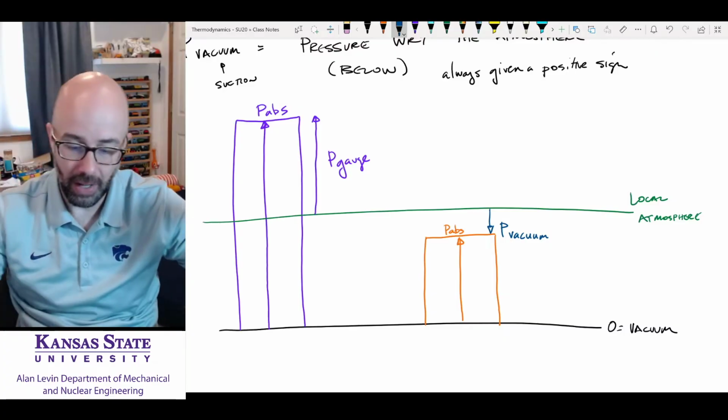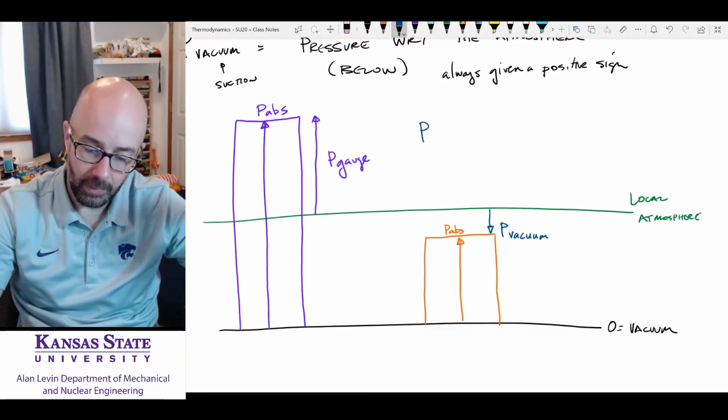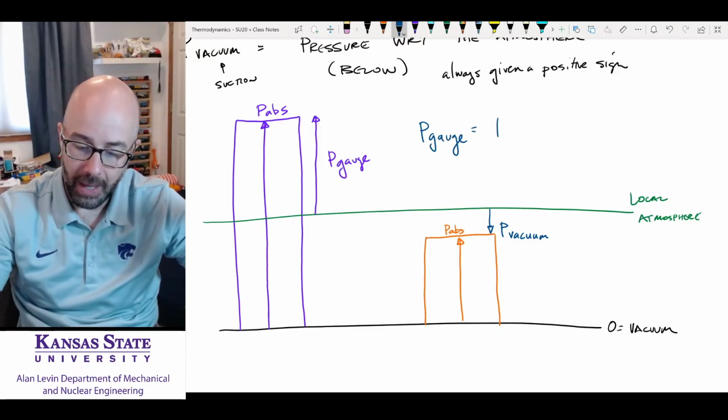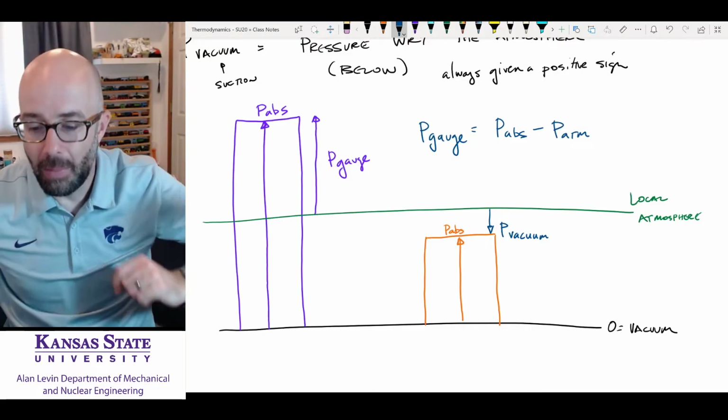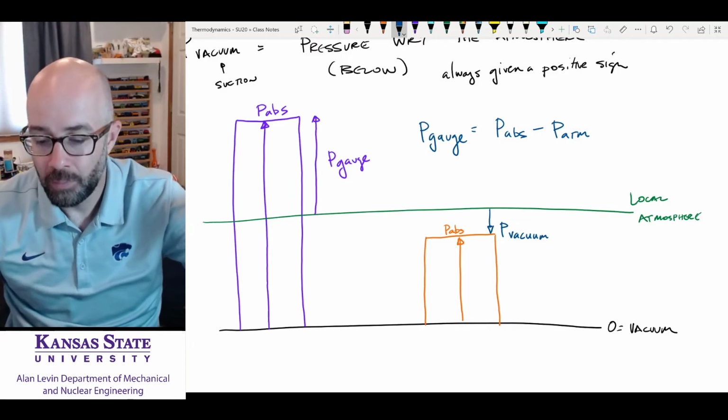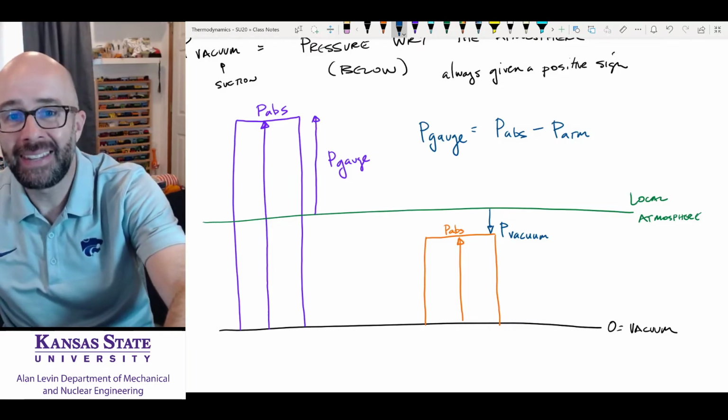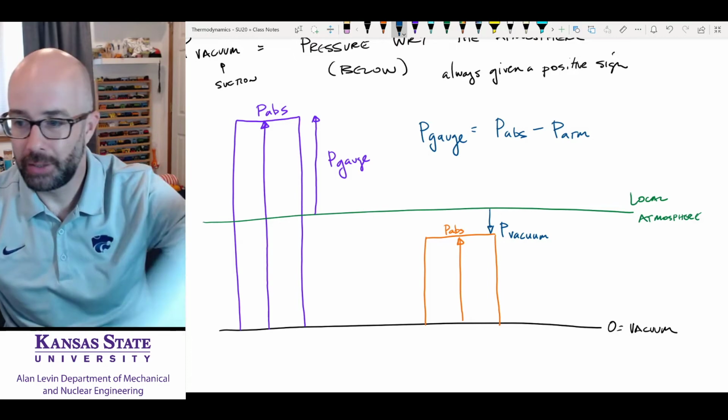All right, so let's write this here. P gauge is equal to P absolute minus P atmosphere. And we can do all sorts of calculations about that. Now, that being said, let's talk about the units of pressure that we can work with.